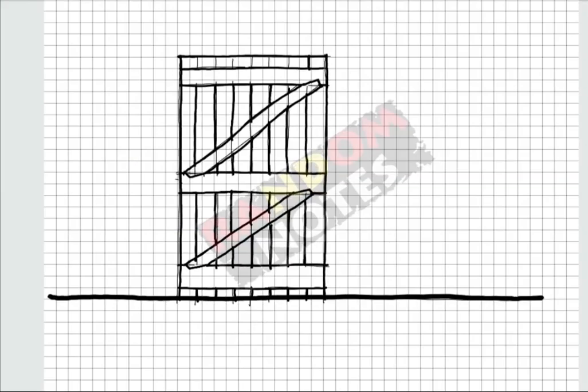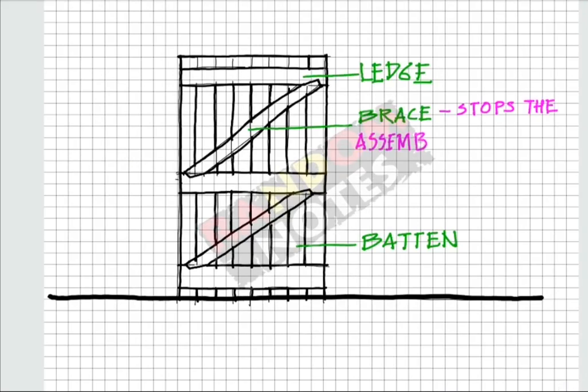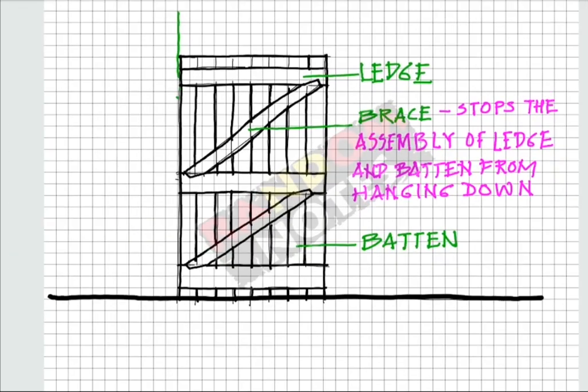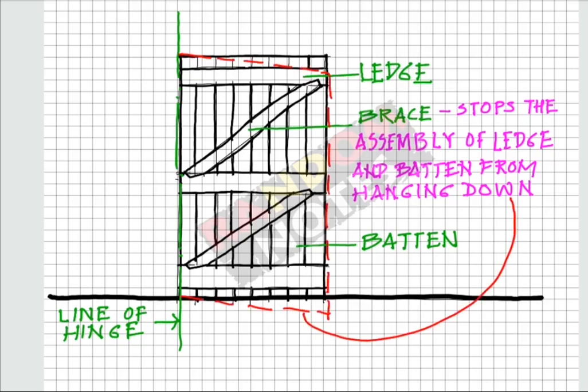Let us name the parts on this drawing. The horizontal members are the ledges, the vertical members are the battens, these two diagonal members are the brace. The brace stops the assembly of battens and ledges from hanging down. This green line is the line of hinge from where the shutter is attached and hung in the door opening. Since the shutter is hung from one of the vertical edges, it may tend to hang down like this if the assembly is not secured properly.